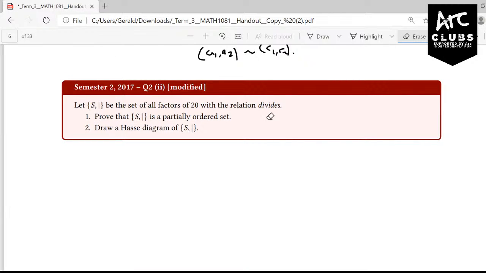All right, so now we have a relation that is not necessarily an equivalence relation, but it is what we call a partially ordered set. And what this means is that there is some ordering that is attached to it. And then we want to draw the hash diagram.